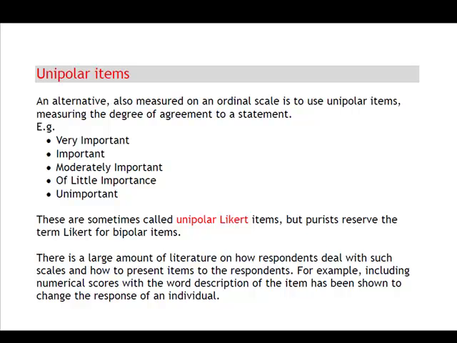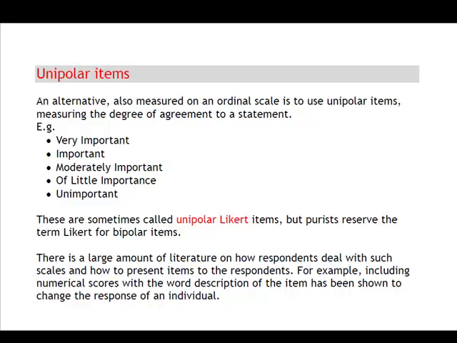An alternative form of item is a unipolar item. Some people refer to this as a Likert item. Some purists say that this is not a Likert item, and reserve the term Likert for bipolar items. But this really is measuring the strength or the degree of agreement. There aren't two contrasting attributes, just a single measure of strength.